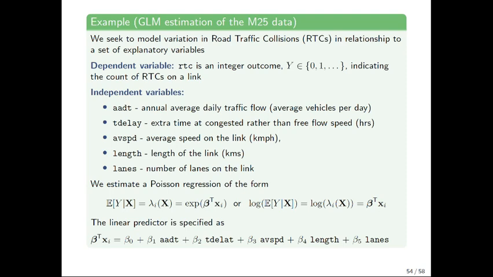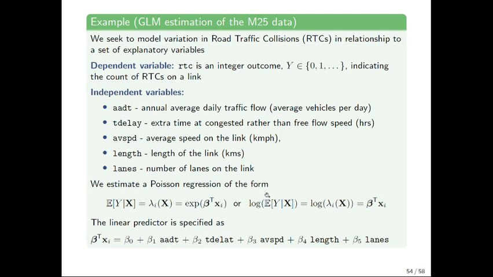The independent variables are AADT, average annual daily traffic flow, so how much traffic uses the link. T delay, the extra travel time under congested rather than free flow conditions, so a measure of congestion. Average speed, the average speed on the link, which we'd expect to matter for collision risk. And then 2 normalizing covariates, length, the length of the link, and lanes, the number of lanes on the link. Because longer links and links with more lanes should, other things being equal, record more collisions.